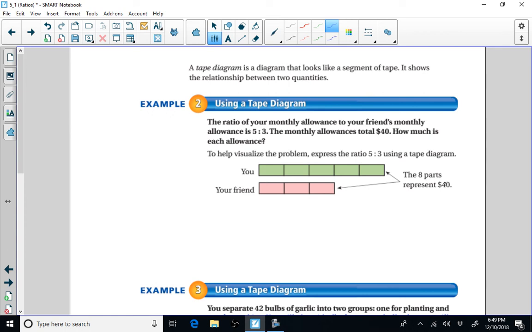So if I take my total of 40 and divide by my 8 equivalent parts, that means that my unit must be 5. Now, if each of those units are 5, we can now answer the question. You made 5, 10, 15, 20, 25. You had $25. Your friend made $15. But that ratio of 25-15 is the ratio of 5-3 that gives you a total of $40. So if we took our $40 and divided that $40 at a ratio of 5-3, we'd have 25-15.